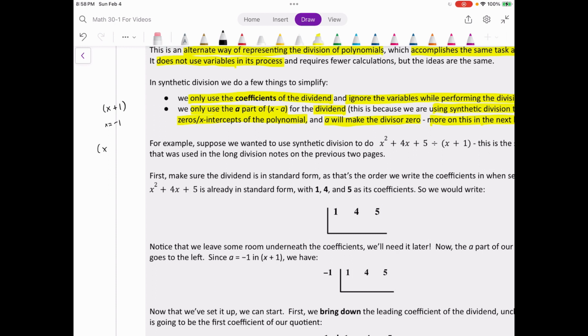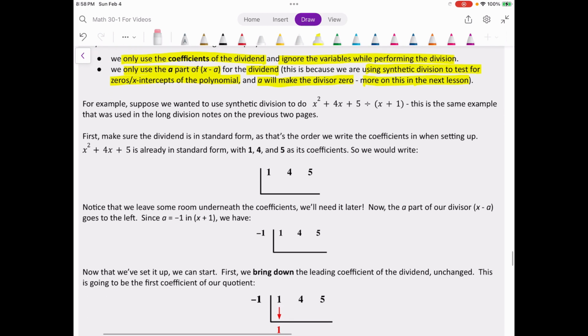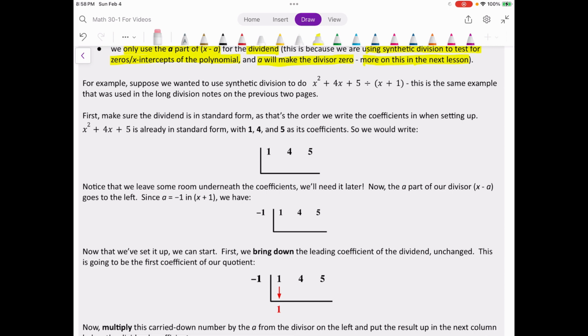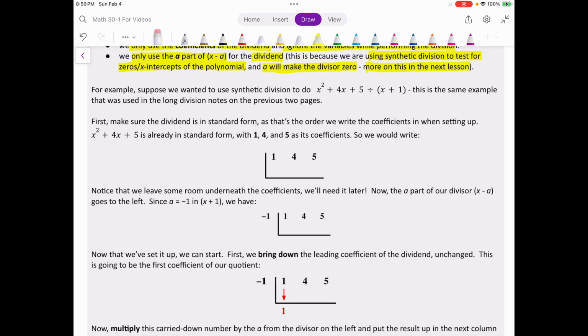If I have x minus 2, the a value, the x that would make this 0, is if x equaled 2, right? 2 minus 2 would be 0, okay? So we're going to use just that a value for our division. It's simplifying things down here a bit in synthetic division. So we're actually going to do the exact same one here, just to convince you really that synthetic division is doing the same thing as long division, okay?